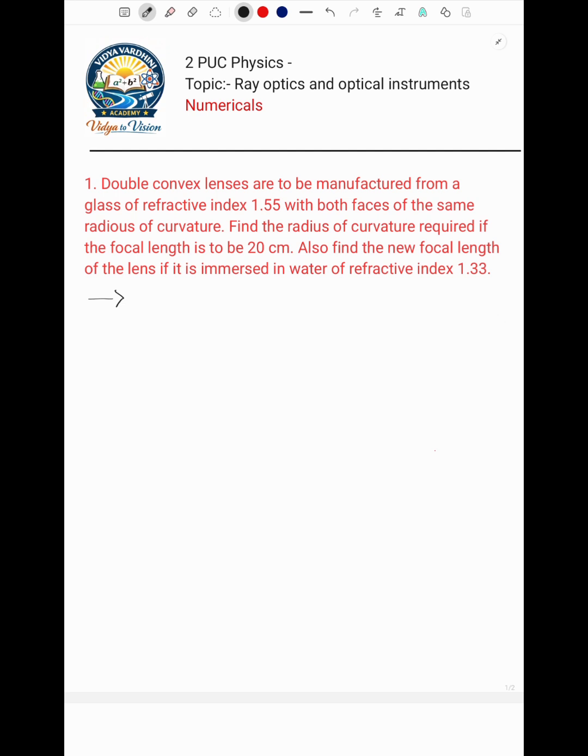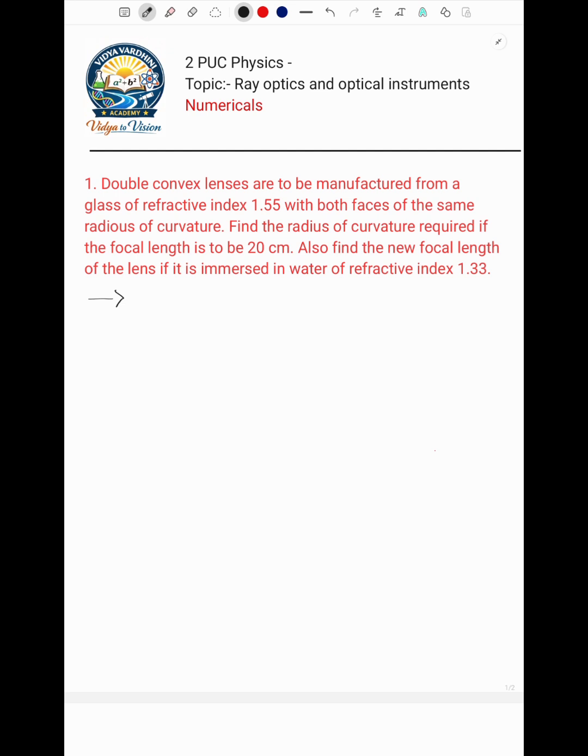Today I am going to solve the numerical problems on ray optics and optical instruments. The problem is like this. A double convex lens is to be manufactured from a glass of refractive index 1.55 with both faces of the same radius of curvature. Find the radius of curvature required if the focal length is to be 20 centimeter. Also find the new focal length of the lens if it is immersed in water of refractive index 1.33. Okay, this is the problem.